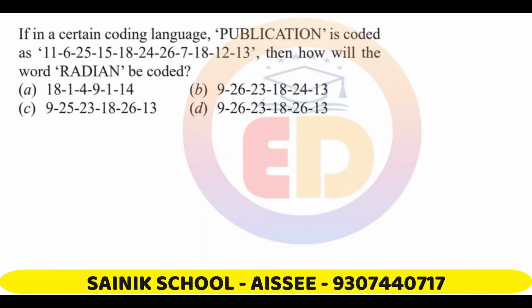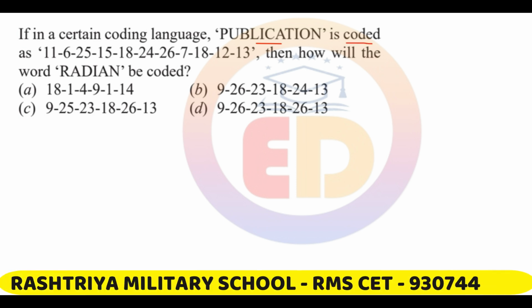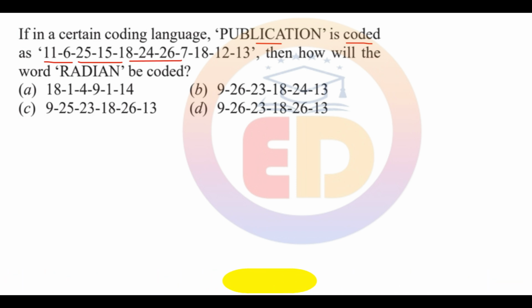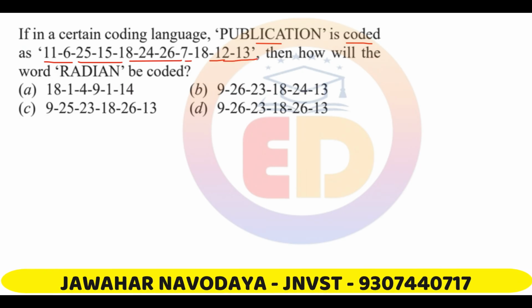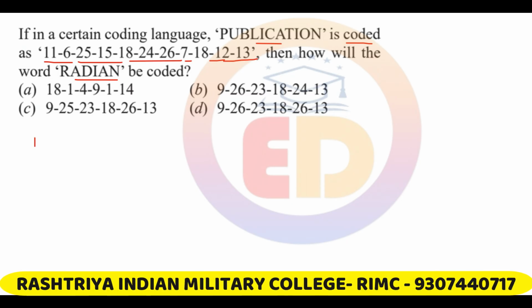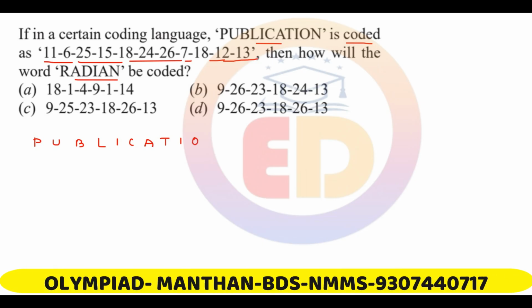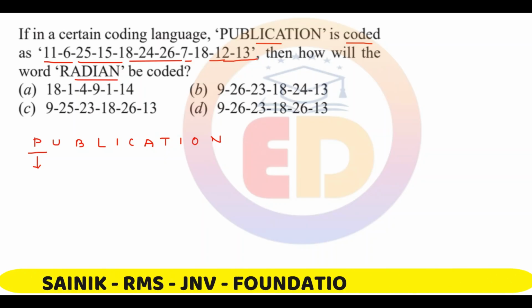Moving on to the next question. If in a certain coding language, publication is coded as 11, 6, 25, 15, 18, 24, 26, 7, 18, 12 and 13, then how will radian be coded? So publication, so code for publication P they have taken as 11.